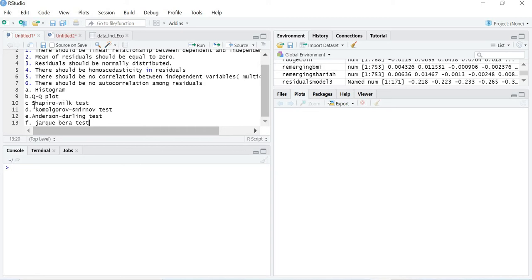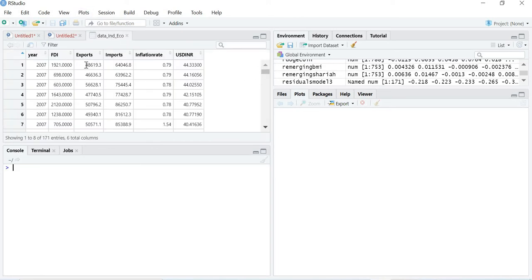We have already created the model in our previous lecture, so I am using the same data set. That means my variables are FDI, export, imports, inflation rate and USD. My dependent variable is inflation rate and my independent variables are export, imports and USD INR. I want to see whether these independent variables, that means USD INR, exports and imports, have some impact on inflation rate or not. So my regression model is, I can just make it again.